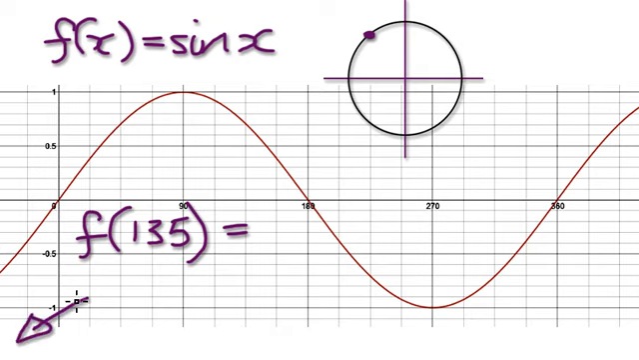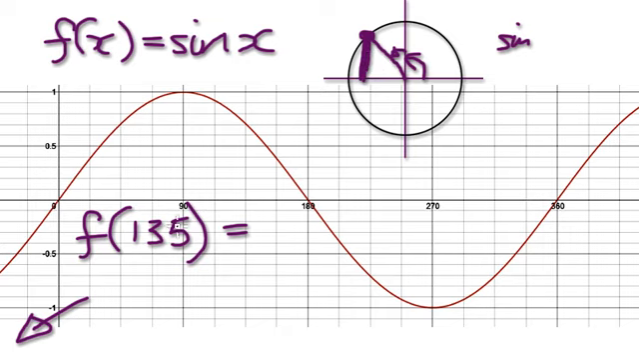Okay, f of 135. Well, from here to here is 90. Add another 45, and that gives you 135. So 135 is at this point here. Basically, it's me asking you what is sine of 135. That's just like me saying what is the height of this, because sine of the angle always gives you the height when you have a circle of radius 1. Anyway, f of 135 is this height here.